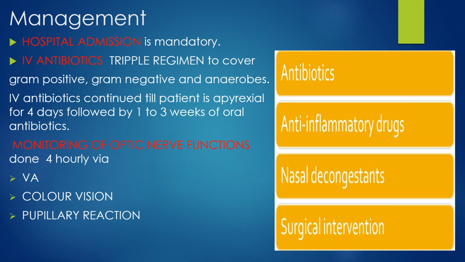For management of orbital cellulitis, we need hospital admission. Intravenous antibiotics with a triple regimen are required to cover gram positive, gram negative, and anaerobes. The intravenous antibiotics are usually continued till the patient is apyrexial for 4 days, followed by 1 to 3 weeks of oral antibiotics.